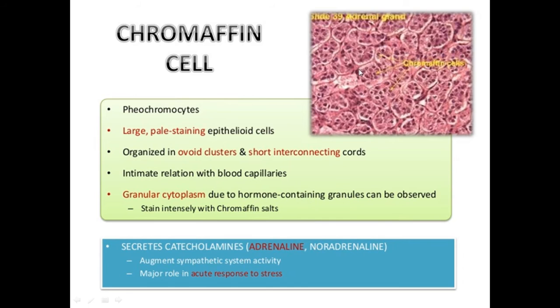Chromaffin cells, they are the pheochromocytes. They are pale staining epithelioid cells, larger in diameter. They are arranged in ovoid clusters, show short interconnecting cords, and the large capillaries, the sinusoidal capillary network, are surrounded by these cells. The cytoplasm of these cells contains granules, and these granules are responsible for secreting adrenaline and noradrenaline.